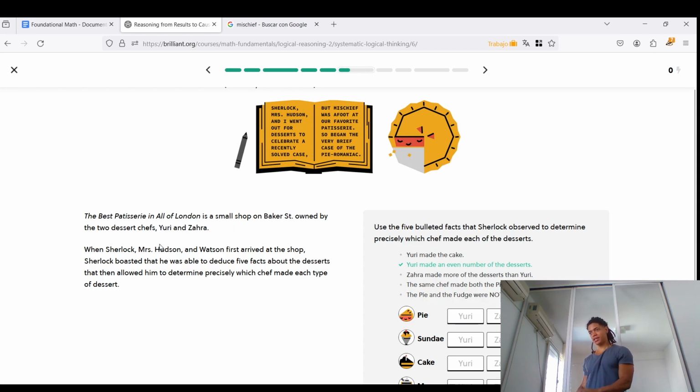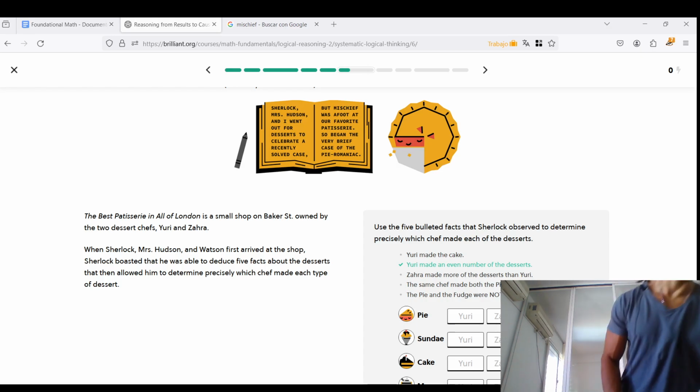Okay. So when Sherlock, Mr. Hudson, and Watson first arrive at the shop, that's right, okie dokie.